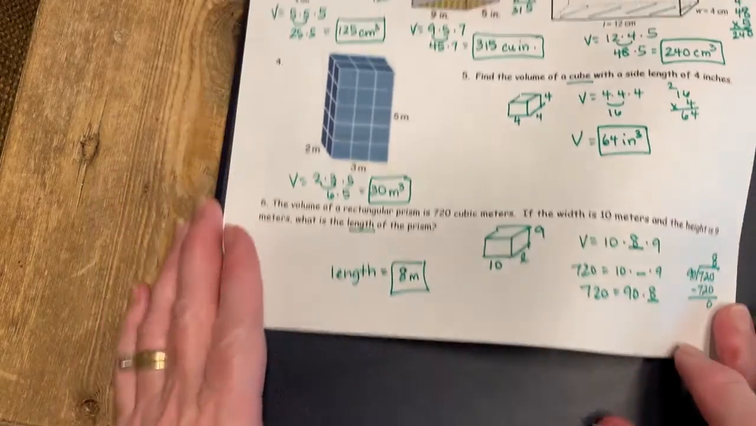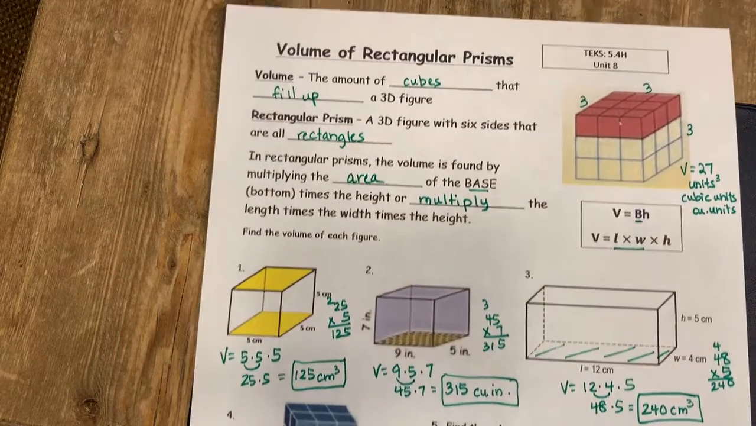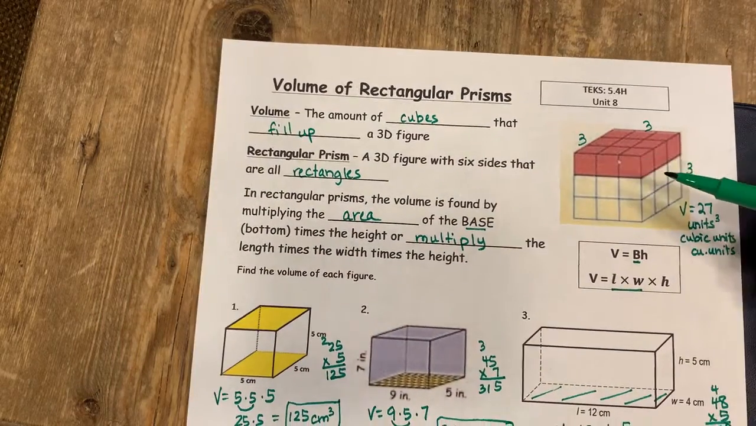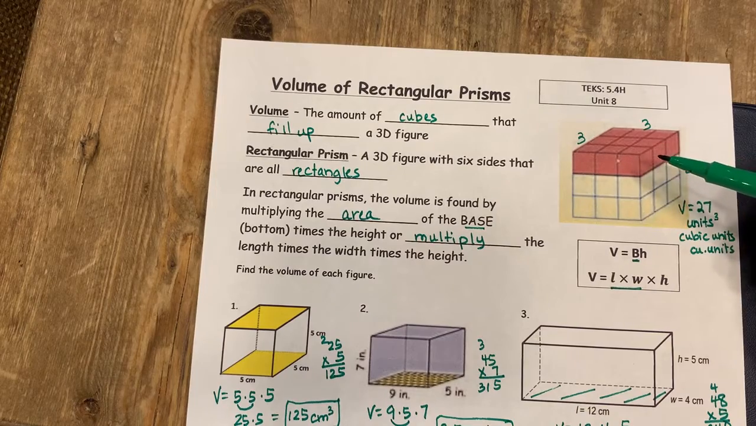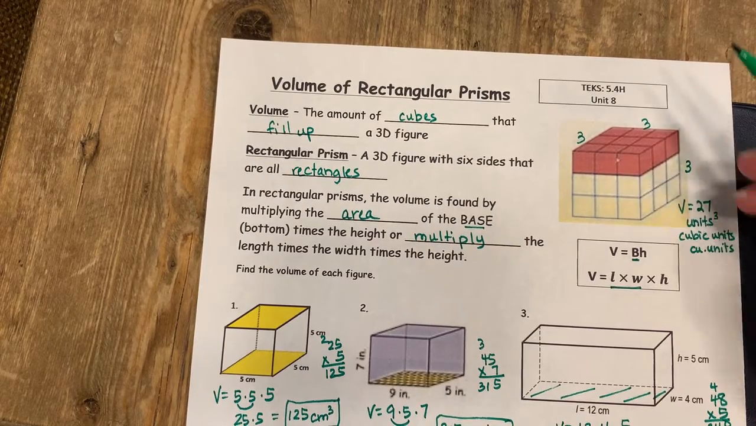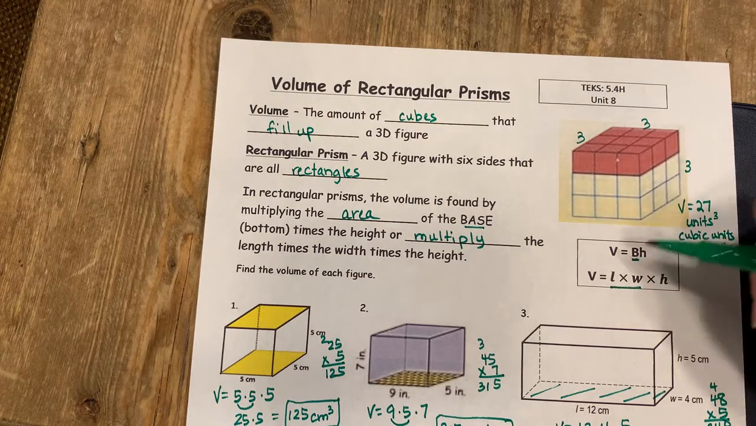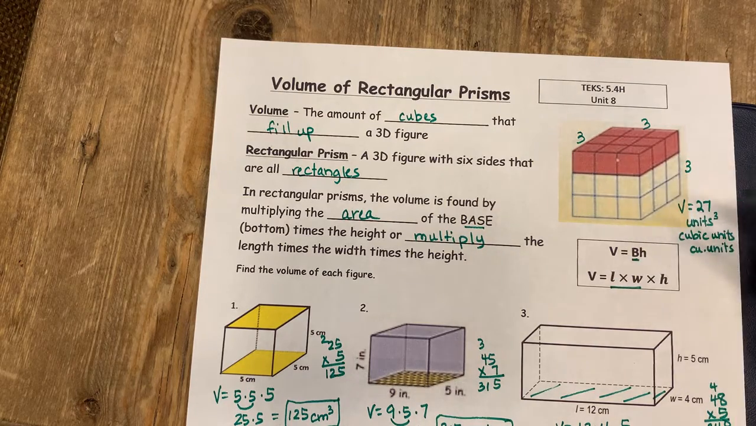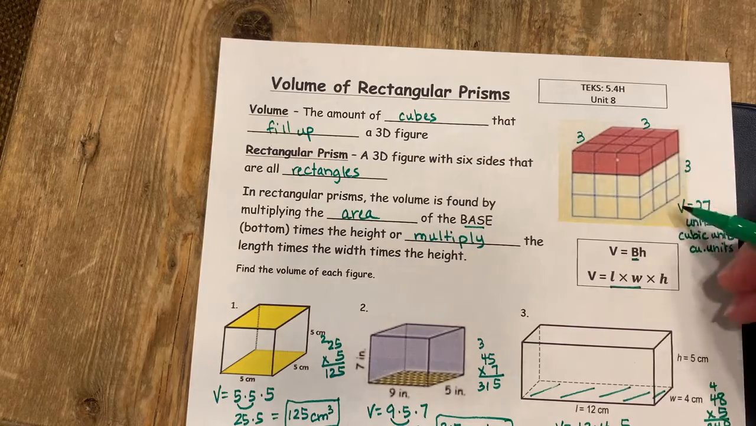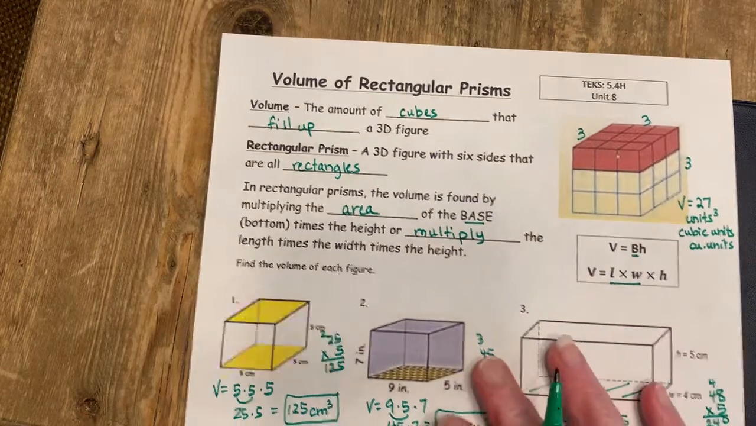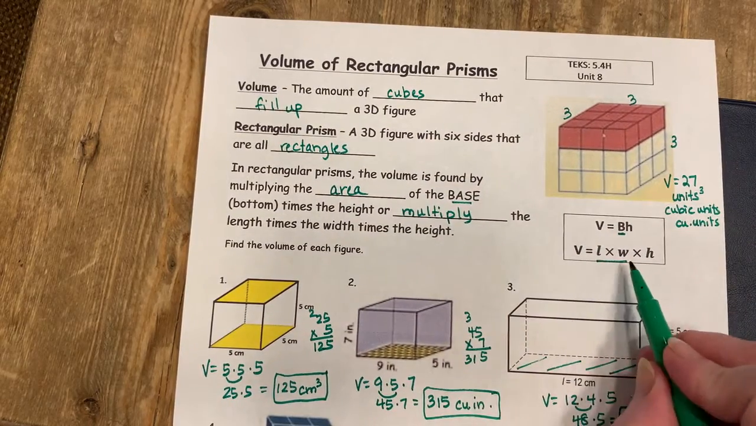All right, so that's volume in a rectangular prism. Volume is the amount of cubes it takes to fill up something. Rectangular prisms are 3D figures that have 6 sides that are all rectangles. All right, if we're finding the volume of a rectangular prism, it's the area of the base times how tall it is, or, okay, for rectangular prisms only, you can do length times width times height.